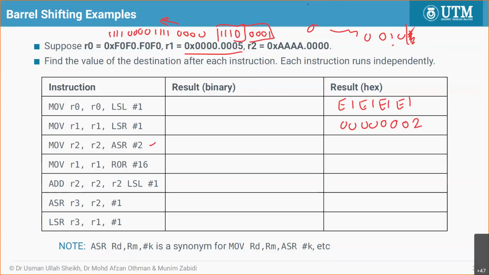ASR. Okay, so we have AA here. AA is 1, 0, 1, 0, 1, 0, 1, 0, 4 times. If I shift to the right 2 bits, I will put in 1, 1 twice, and then all the bits will be shifted. So the first nibble will be different, then the rest will be the same up to this point, and then here I will have 0, 0. Okay, so the answer will be EAA8.